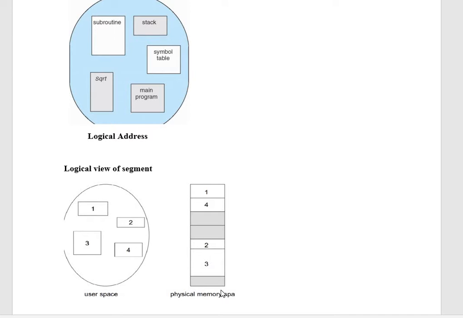When you are allocating the memory, if it gets a block for segment 1 completely, you could fit segment 1 over there. In the same way, the second part of the program, that is the second segment, can be fit somewhere on the physical memory which has a portion equivalent to the size of that particular segment.